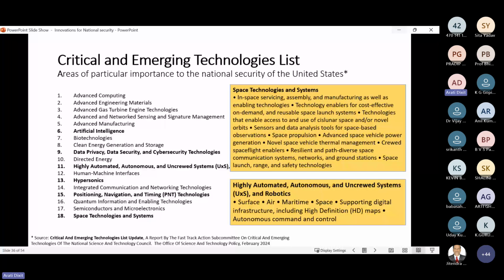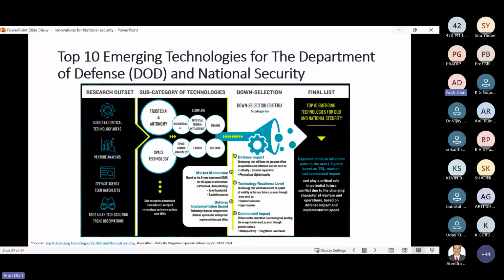So what I did is I took up a report from Booz Allen, and Booz Allen every year comes up with the top 10 emerging technologies for the Department of Defense and National Security. So they are doing an interesting work.